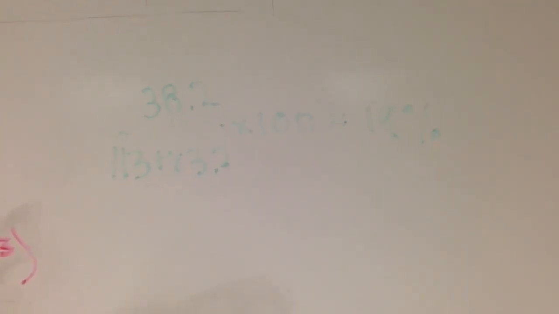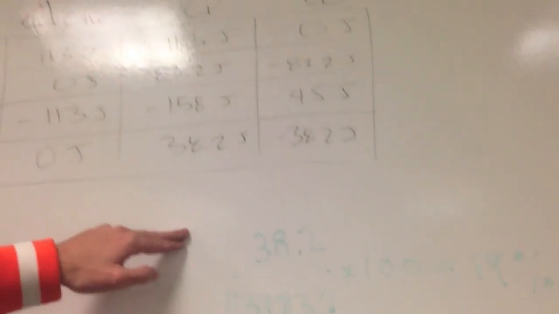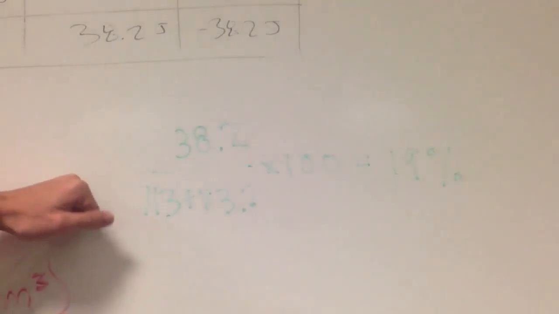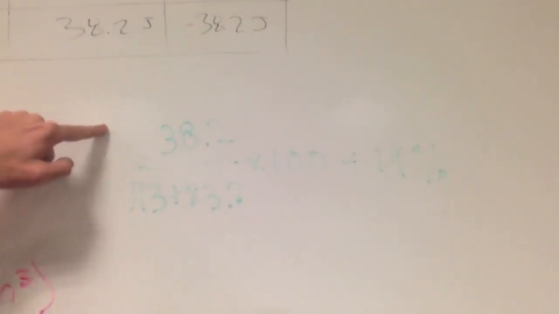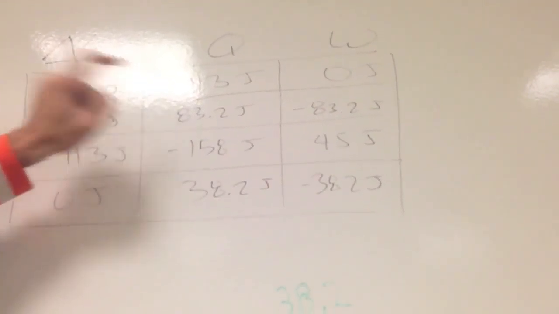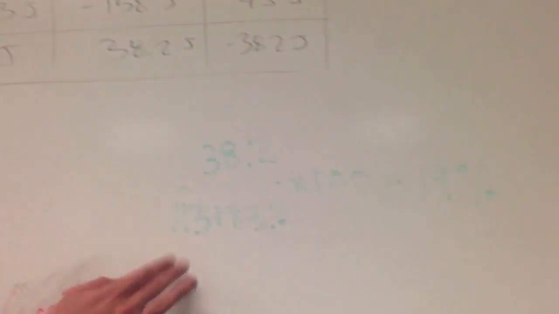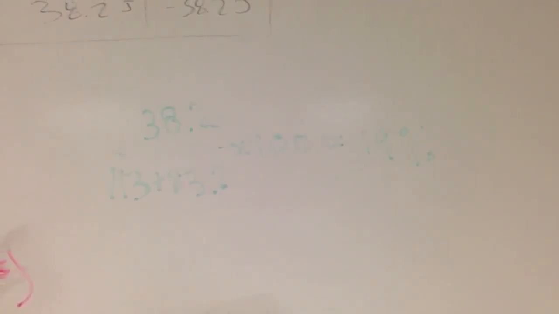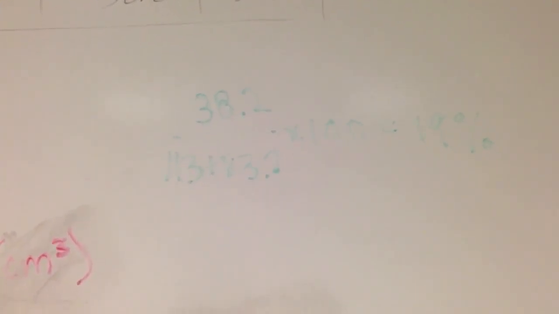Next, we calculated the thermal efficiency of the heat engine, and that's just taking your total output over your total input that got you your output. So that's 38.2, which is our total, over the sum of the inputs, which is 113 joules and 83.2 joules, and that ratio times 100 will give us a percentage of 19%. So the heat engine is 19% efficient.